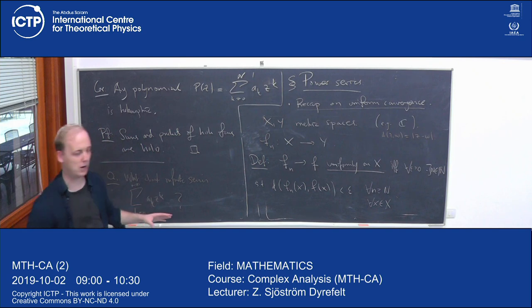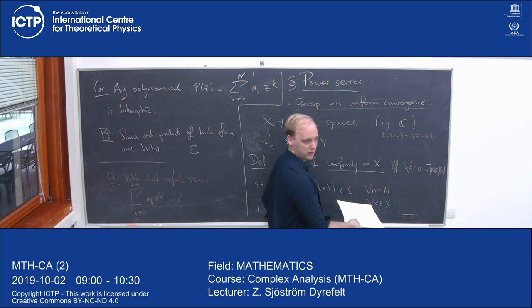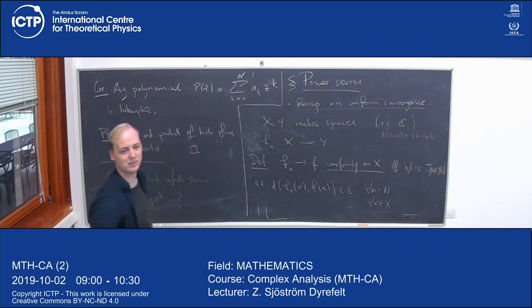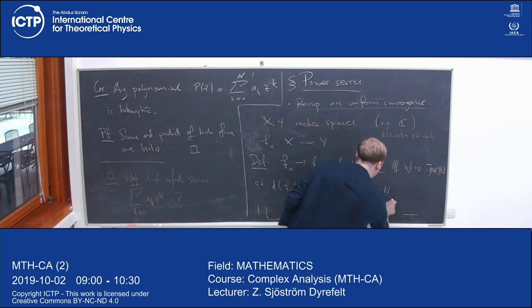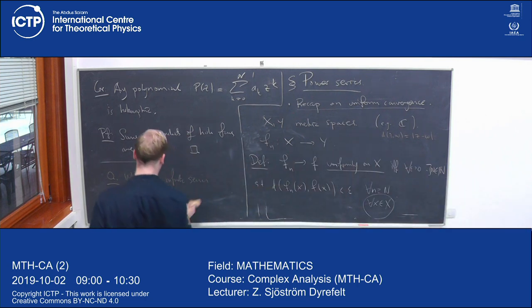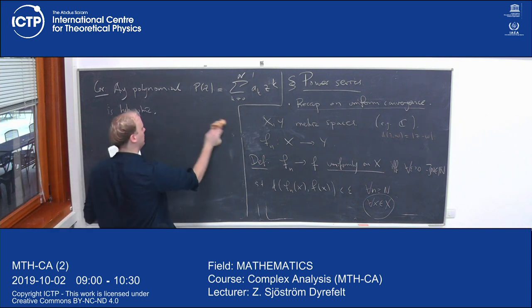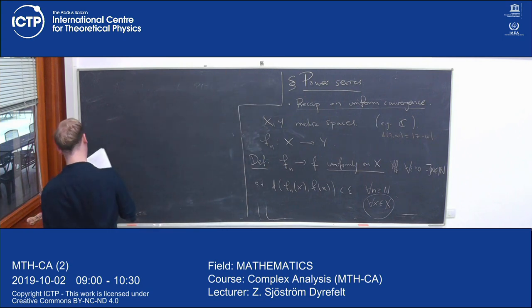Of course, the uniform part is that you can pick the same N for all the x. If it's not uniform, you will remember it's for every x and every epsilon there exists an N, and so on. So this is the uniform part. I think all of you have seen this, but just as a gentle introduction, it is nice to remind you of an example.